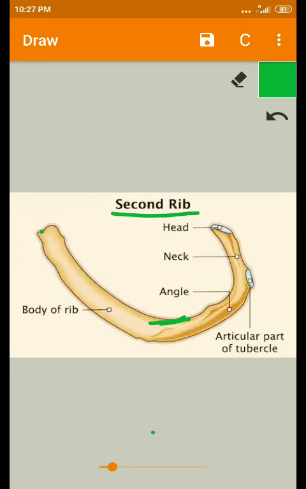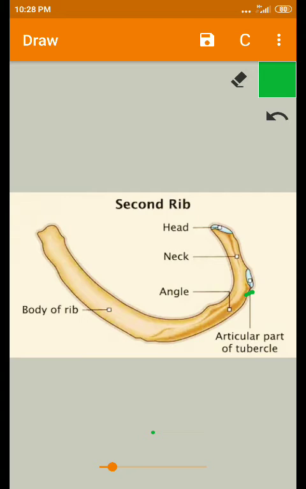It has a slight angle, which lies near to the tubercle. Same thing, this one also has an anterior end, a posterior end, and the shaft. The shaft is not twisted here, and it has a small angle which lies very close to the tubercle. And if you see the length of this rib, it is two times more than the first rib. That means it is about twice as long as the first rib.